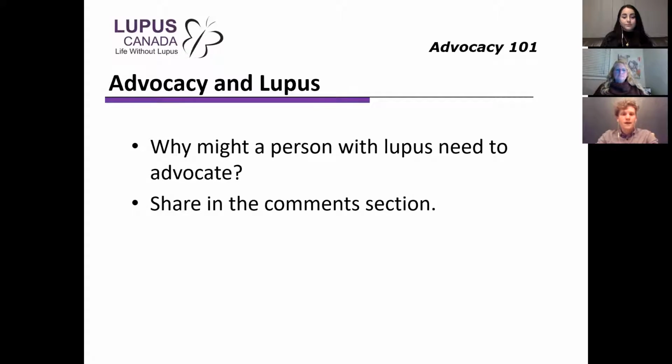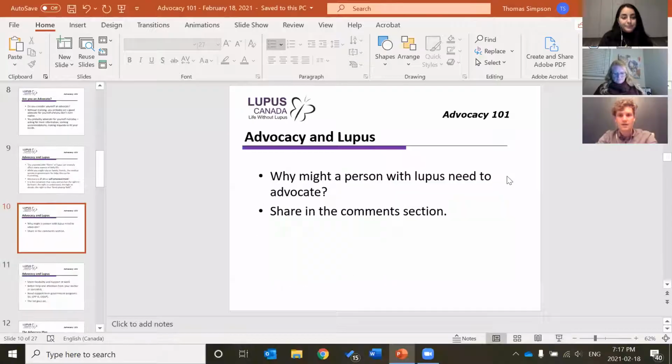All right, so why might a person with lupus need to advocate? I already touched upon it a little bit, but perhaps in the comment section, you can put your ideas, perhaps based on your own lupus, or if you're someone who's a family member or a friend of someone with lupus. Why do you think someone with lupus would need to advocate? So let's give that a minute. Let people think about that. What are some examples where you may need to advocate in your own life to make a much better, positive change?